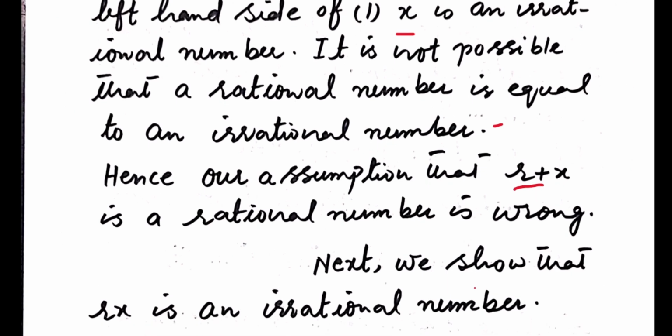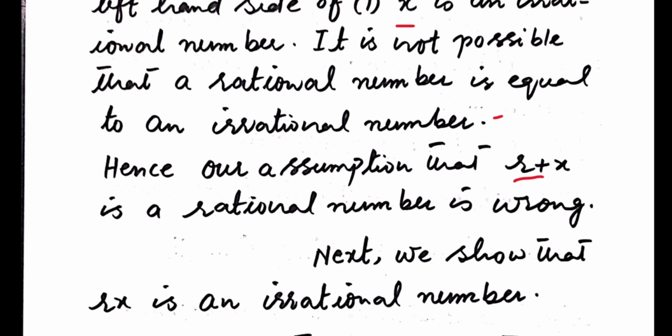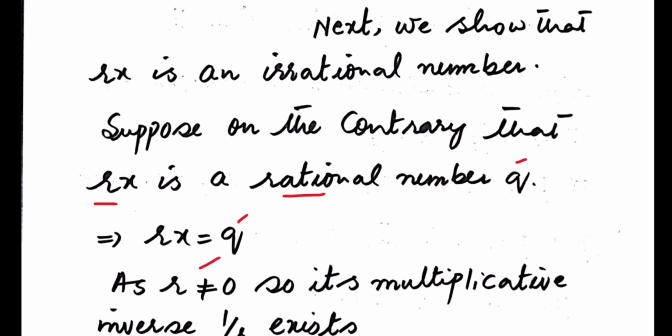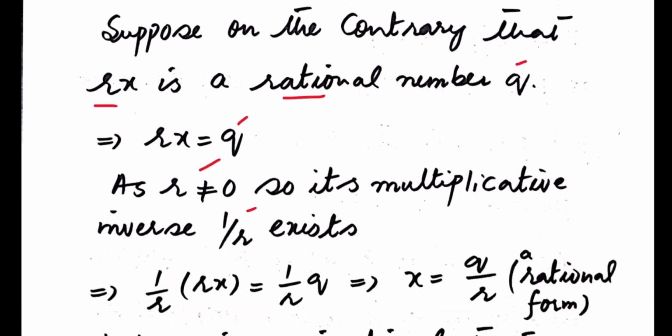Next we show that the product Rx is an irrational number. We again suppose on the contrary that Rx is a rational number and say it is equal to Q, where Q is a rational number. As it is given that R is a non-zero rational number, its multiplicative inverse 1 over R must exist. So taking 1 over R on both sides, we have 1 over R into Rx is equal to 1 over R into Q.